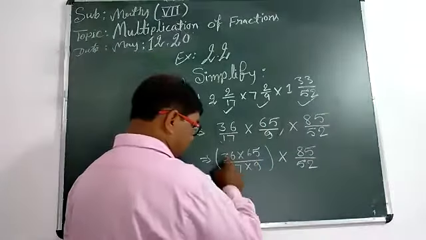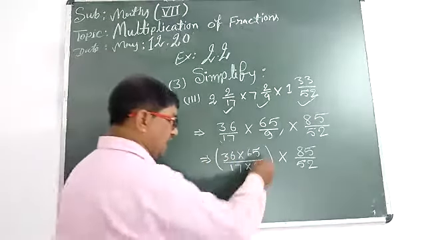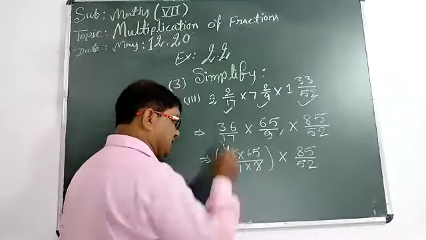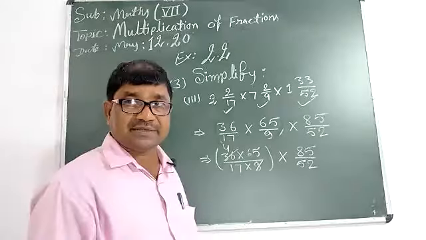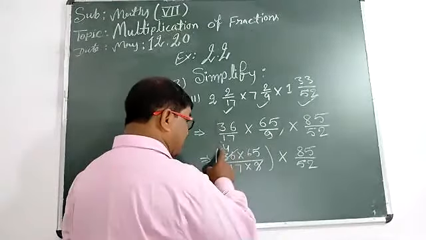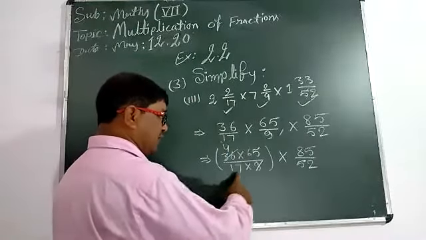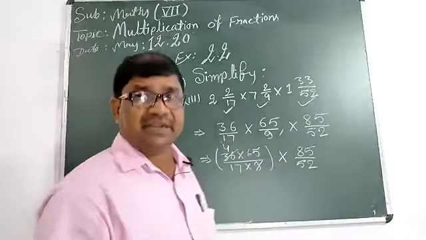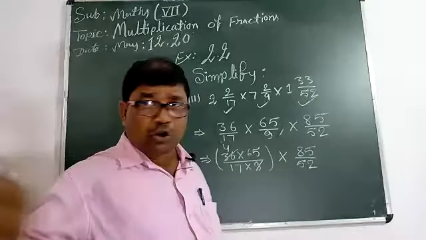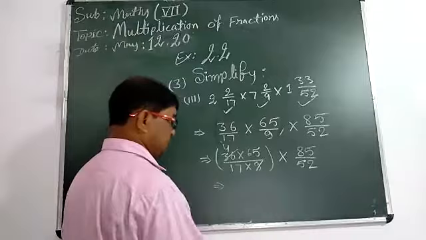Now students, try to select the common divisor here. 9 1s are 9, 9 4s are 36. Am I right? Go slowly. 9 1s are 9, 9 4s are 36. Okay, no common divisor between 65 and 17. 65 and 17, no common divisor. Now we should write.